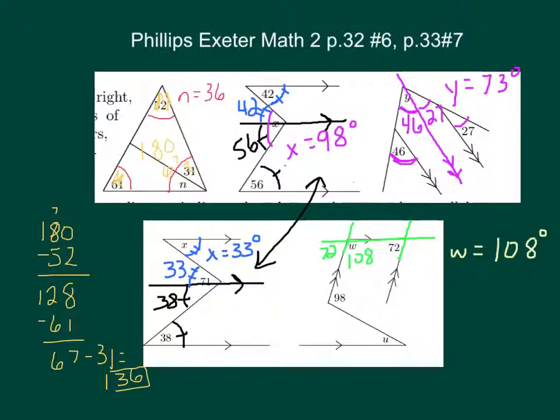Now what I did is I extended these lines here. And by doing that, I created a triangle on the bottom here. So now the 98, we can find this angle that's a linear pair with the 98 right there. Those two add to 180. So that means that right next to the 98 would be an 82.